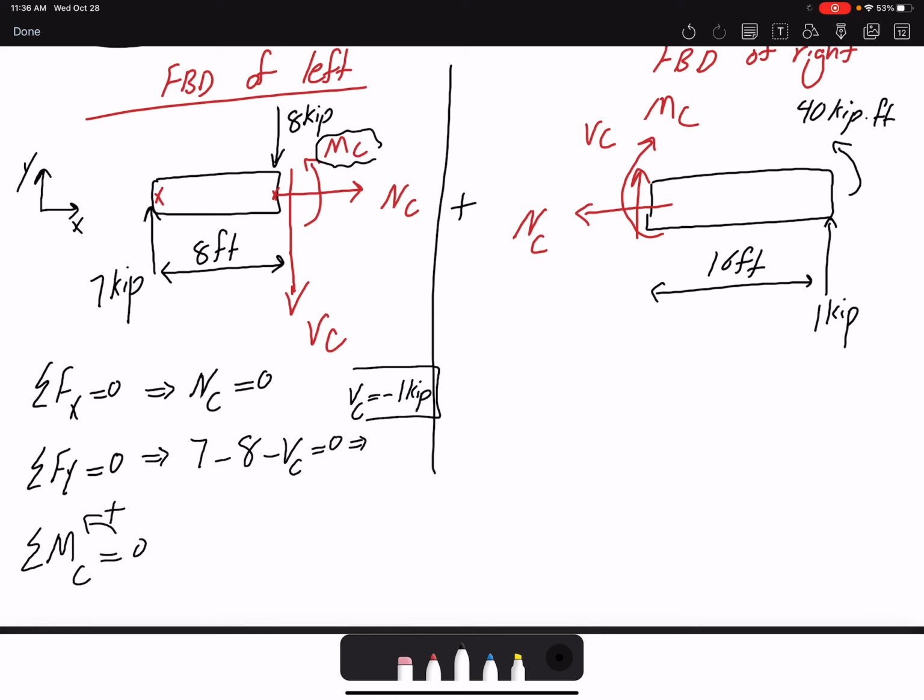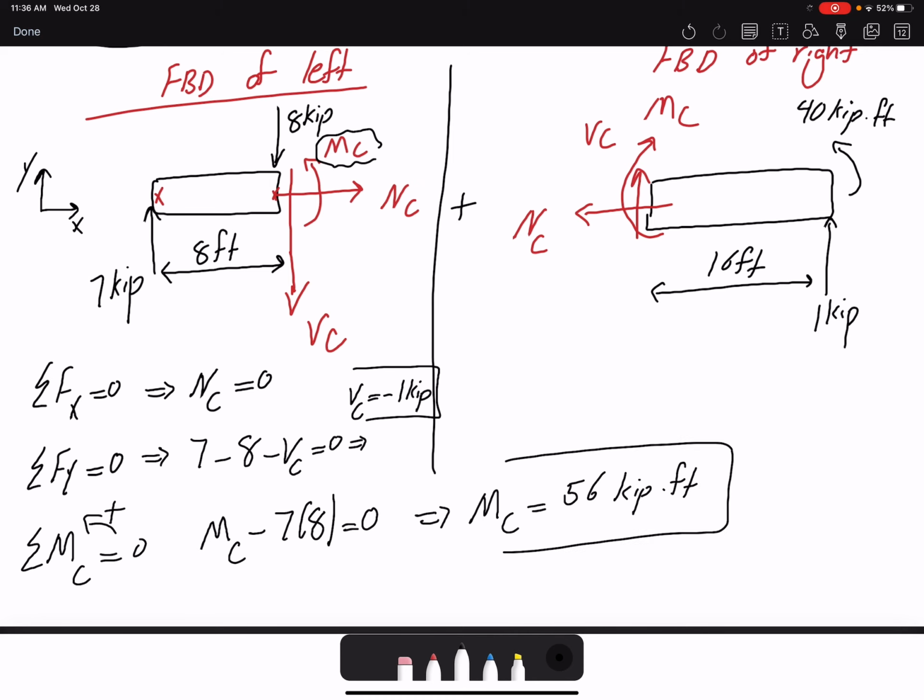The reason that we usually find the moment about point C at the cut is because we can get rid of all our loadings. So here I have MC, which is positive. Then the force 7 kip is going to create a negative moment. Moment arm is 8. And that's it. Because VC and also the 8 kip are acting at point C, they don't have any moment arm. That's why we are not including them in our moment equation. So the moment would be 56 kip foot.